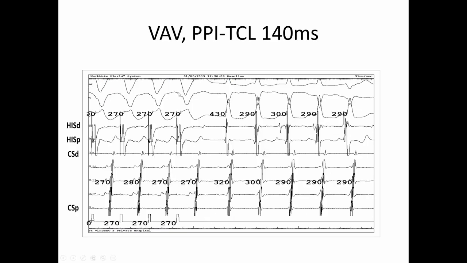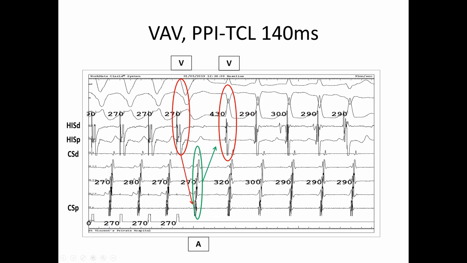This is our entrainment of AVNRT, and it's the same example we used before with the long PPI minus TCL, so 430 minus 290. That's it, and a BAV, so it's all in keeping with AVNRT that we've spoken about.